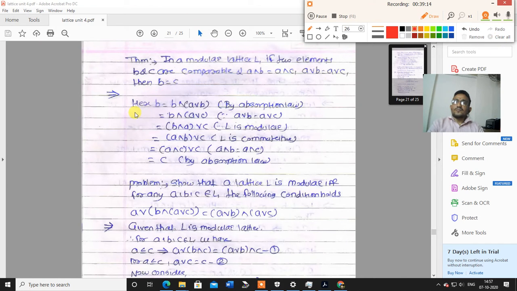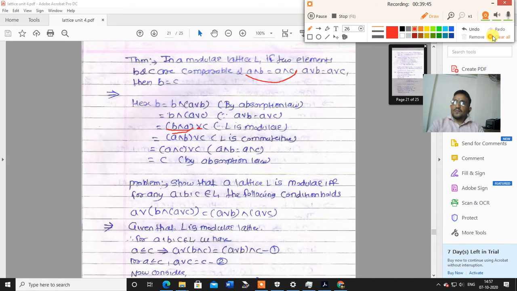So now consider here. B I can write by using the absorption law as B meet A join B. What is A join B here? A join C. So we can say B is A meet A join C. And L is a modular lattice, therefore it satisfies the modular property. Therefore we get A meet B join C. What is A meet B here? A meet C.